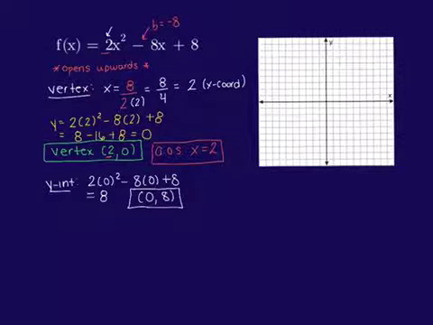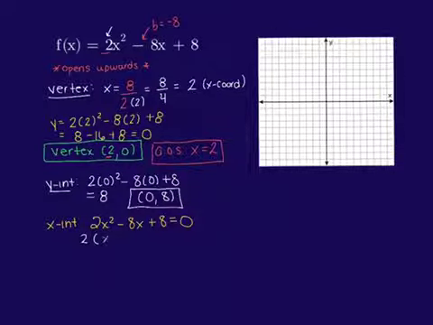And then finally, we need to find the x-intercepts. So remember, we're going to take our equation, set it equal to 0, and solve. So we're going to solve by factoring. Notice I can factor a 2 out of everything, so that will leave me with x squared minus 4x plus 4. So then I can factor this trinomial right here.